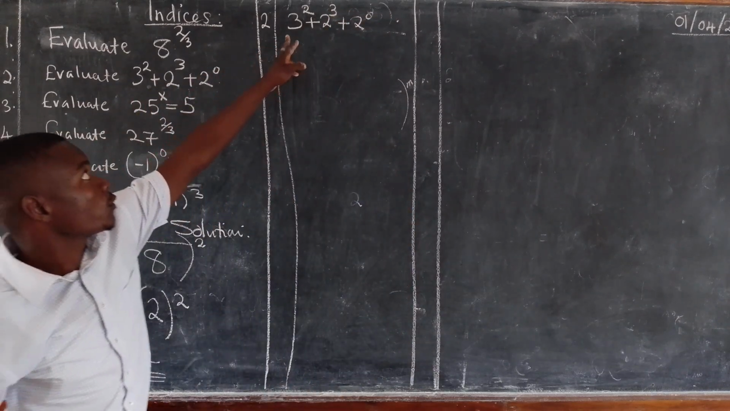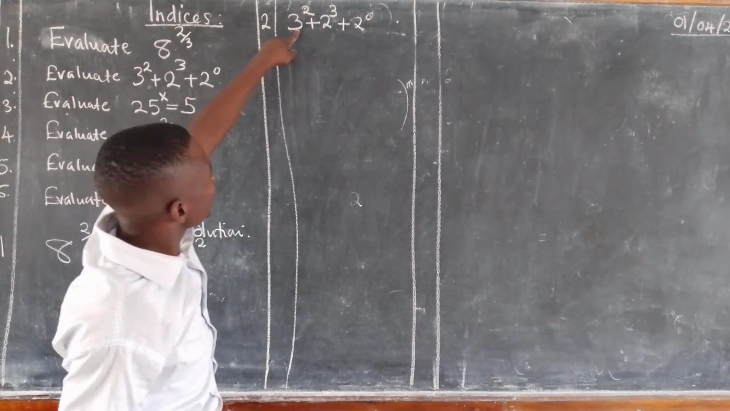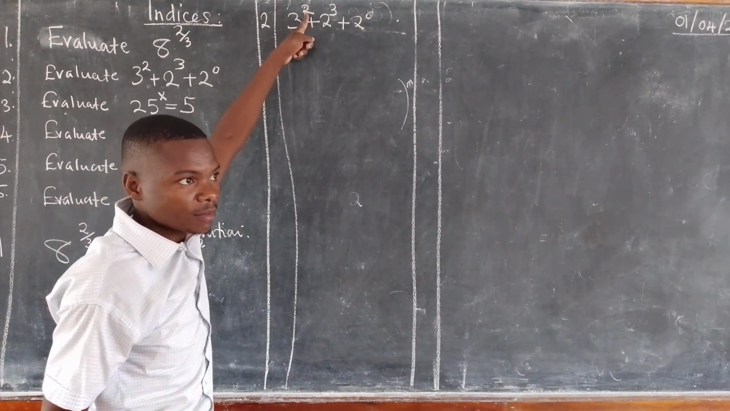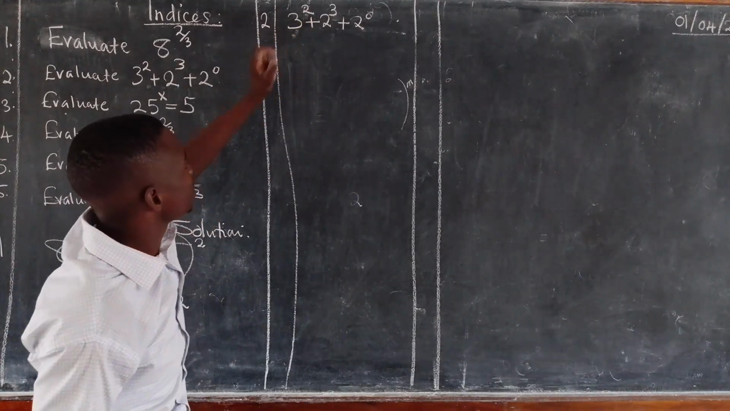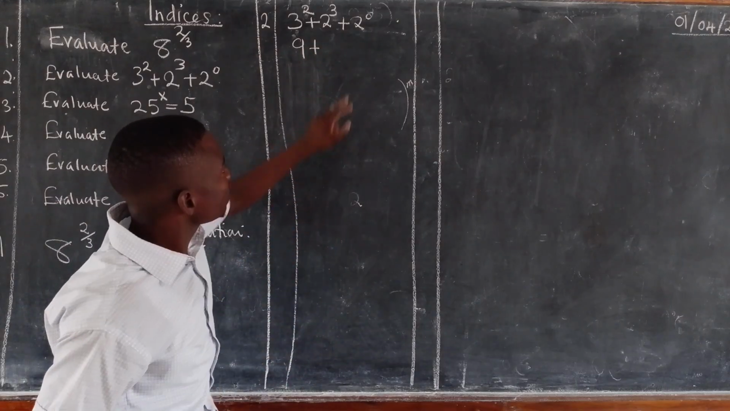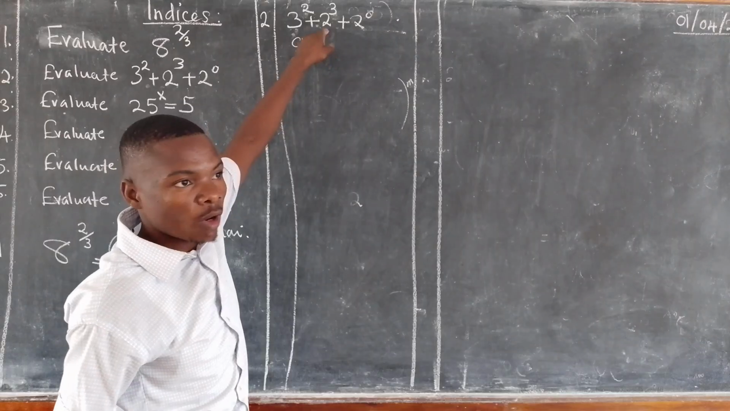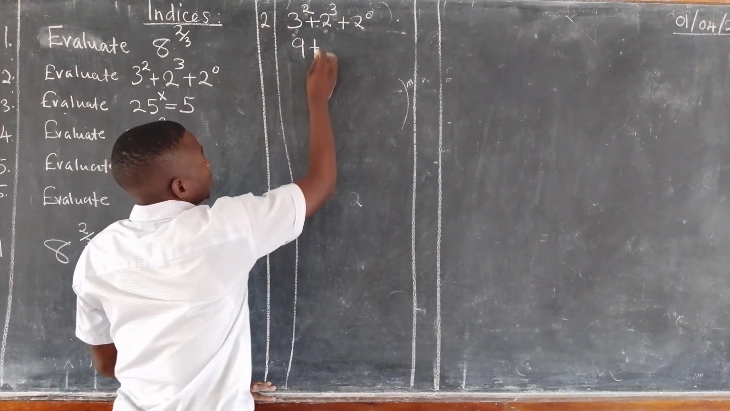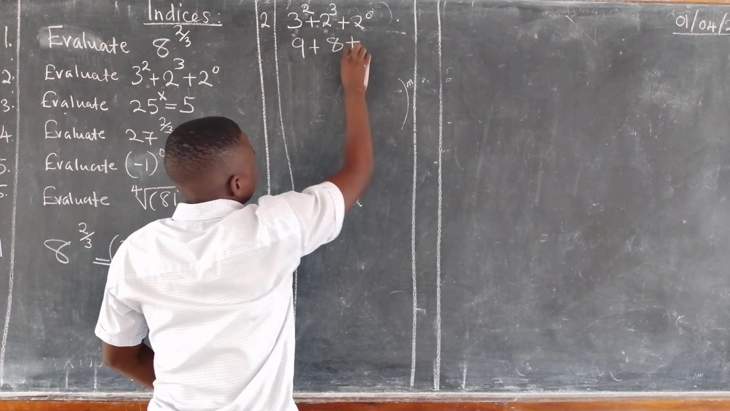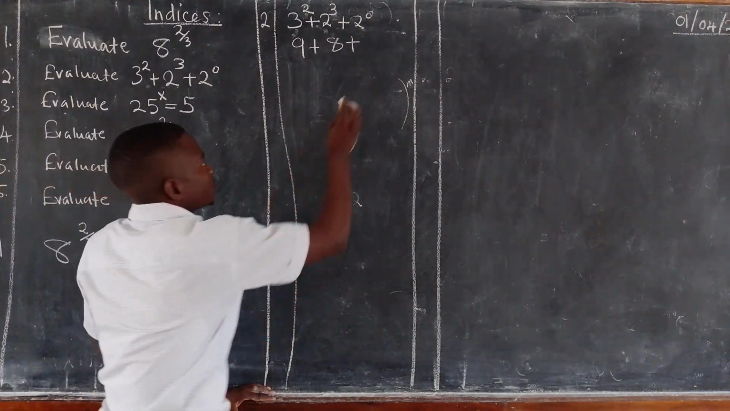So what's the meaning of this? When they say 3 squared, they want you to multiply this 3 how many times? 2 times. So we're going to say 3 times 3, which is 9, plus. What's the meaning of this one? They are telling you 2 cubed. They are telling you to multiply 2 how many times? 3 times. So we are going to have 8 here. Then plus, any number that is raised to power 0 is 1.